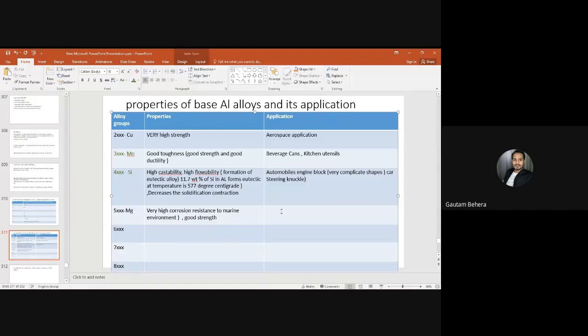So they find application to make ship hulls. You understand? Making ships and storage tanks, because of high corrosion resistance. Storage tanks and ship hulls. 6000 series. It is both magnesium and silicon.